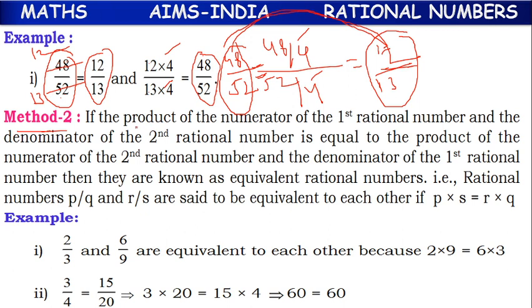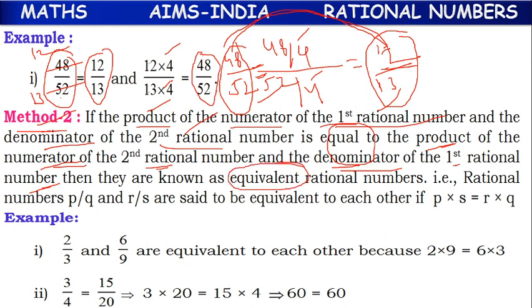Here in method 2, we take the product of the numerator of the first rational number and the denominator of the second rational number. If it is equal to the product of the numerator of the second rational number and the denominator of the first rational number, if both the products are equal, then also they are said to be equivalent. It is one kind of cross multiplication.